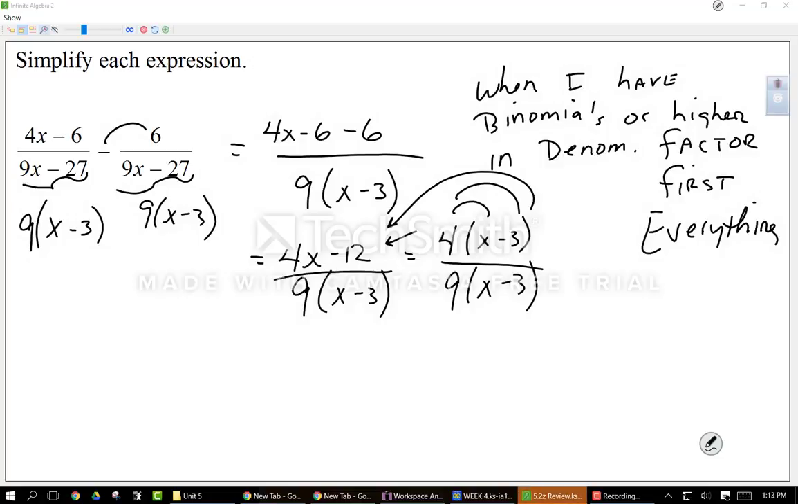Oh man, we got some awesome stuff. You guys can tell I'm so excited. That's a binomial. That's a binomial. They are gone. They're the exact same things. What do I have left? I just have 4/9. That is my final answer.